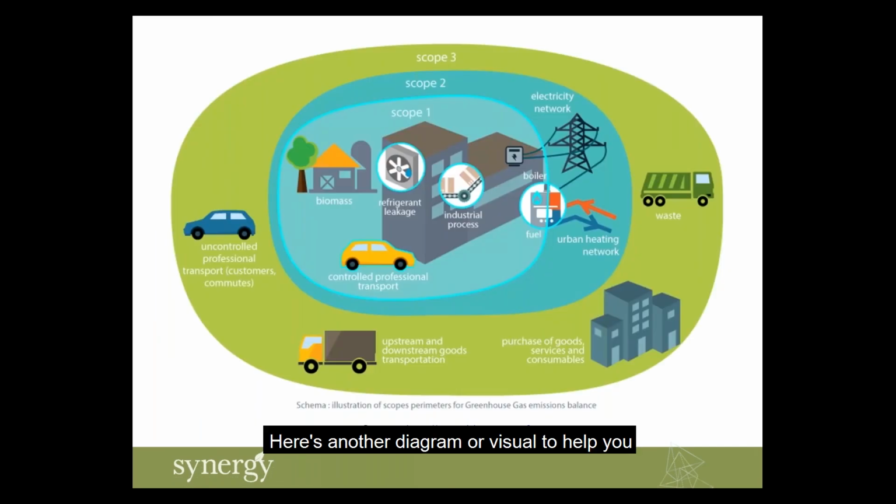Here's another diagram or visual to help you understand the concepts of these scopes. So you can see in the center where scope 1 is the company-owned vehicle and the building in which they operate. Scope 2 is the electricity that is used. And then scope 3 is all the other emission sources that may exist due to the operations of this business.